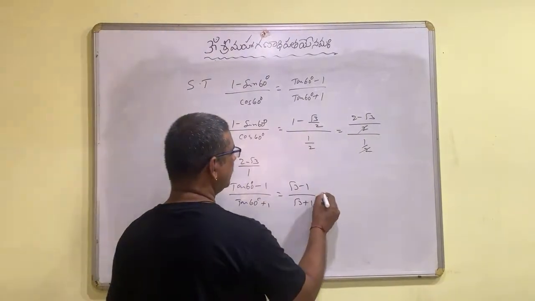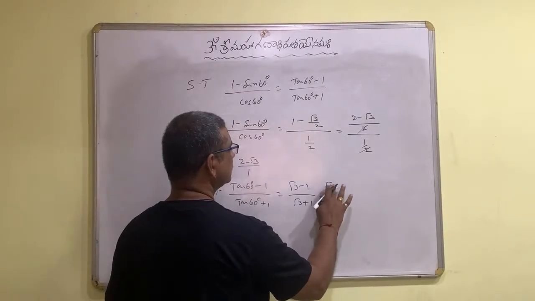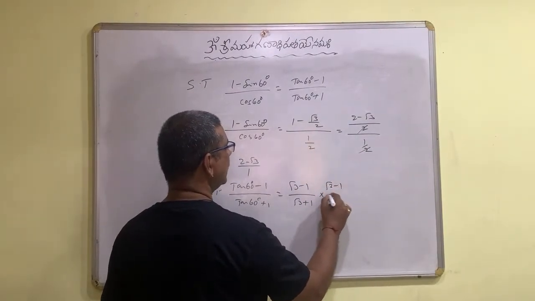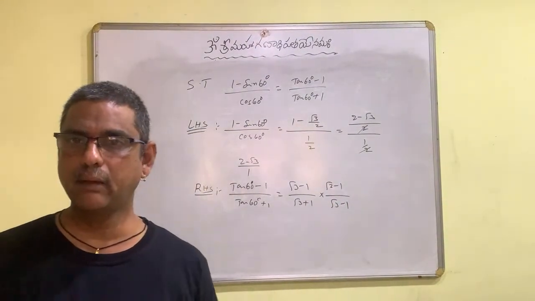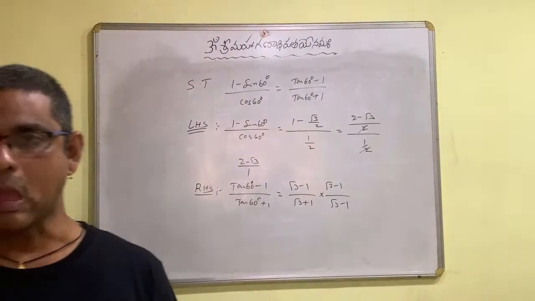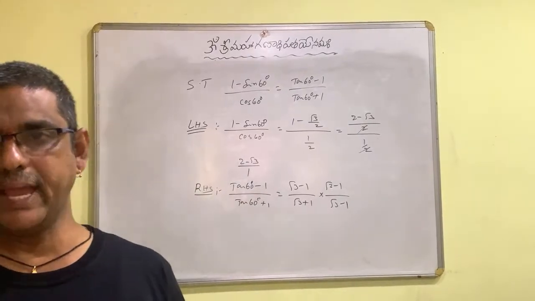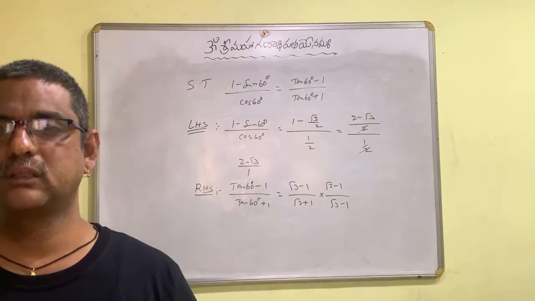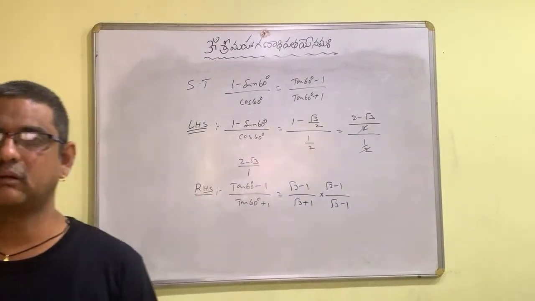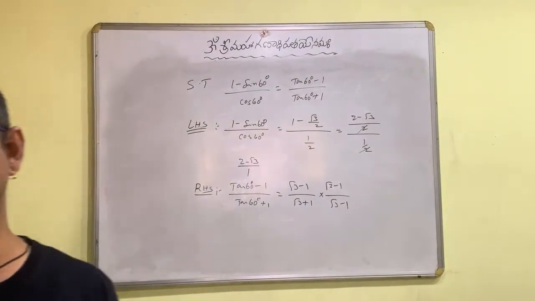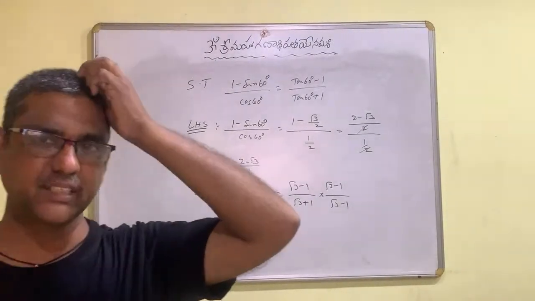So what we have to do is multiply with its rationalizing factor, that is root 3 minus 1. Multiply both numerator and denominator with root 3 minus 1. Why? Since the denominator contains an irrational number, we need to rationalize it. Very good.